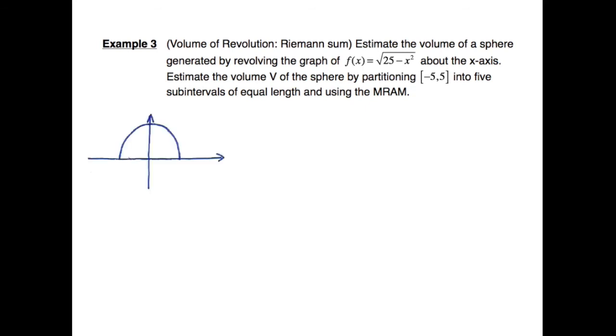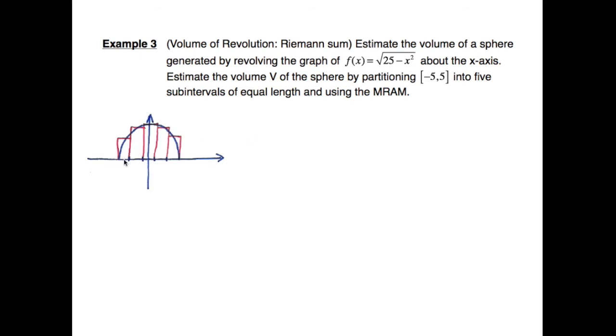Here's the graph. If we partition it into 5 subintervals, they're going to look like that: -5, -3, -1, 1, 3, 5. And since we use MRAM, we're going to look for the midpoint of each of these subintervals. So it's going to be -4, here -2, here 0, here 2, and 4. These are the values of x that are going to be used to define the height of the rectangles. The rectangles look like that.